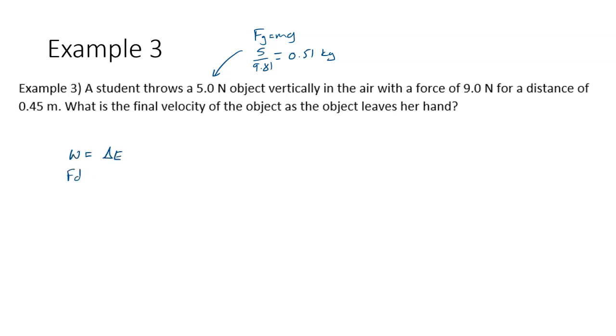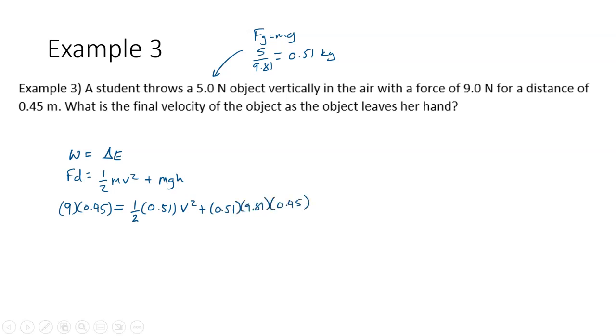So work is that change in energy, and it's going to both the kinetic and gravitational stores. The 9 here with the force is the force that we're applying to it, the work being done over a distance of 0.45 meters. The kinetic store is 1/2 times the mass, 0.51, v squared, plus mgh, how much is going into the potential store, right? 0.51 is the mass, 9.81 acceleration due to gravity, and 0.45.